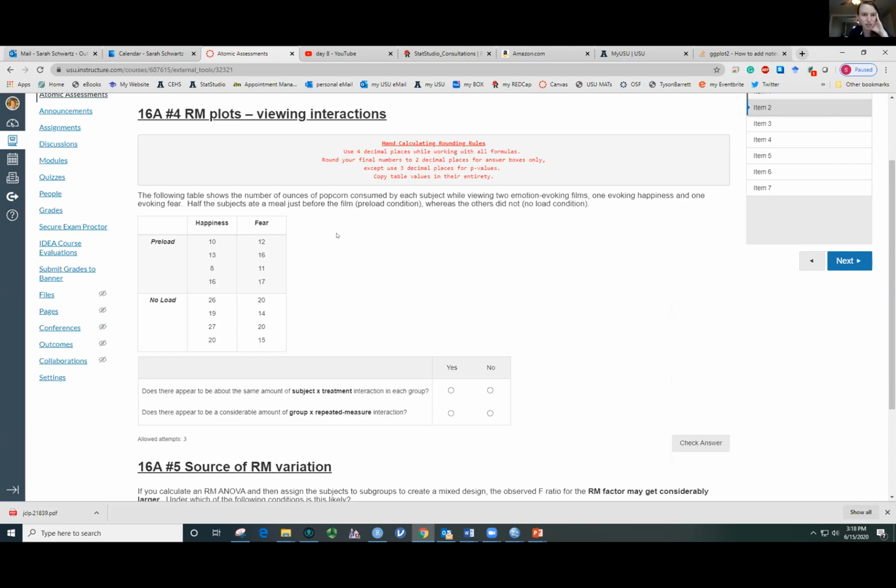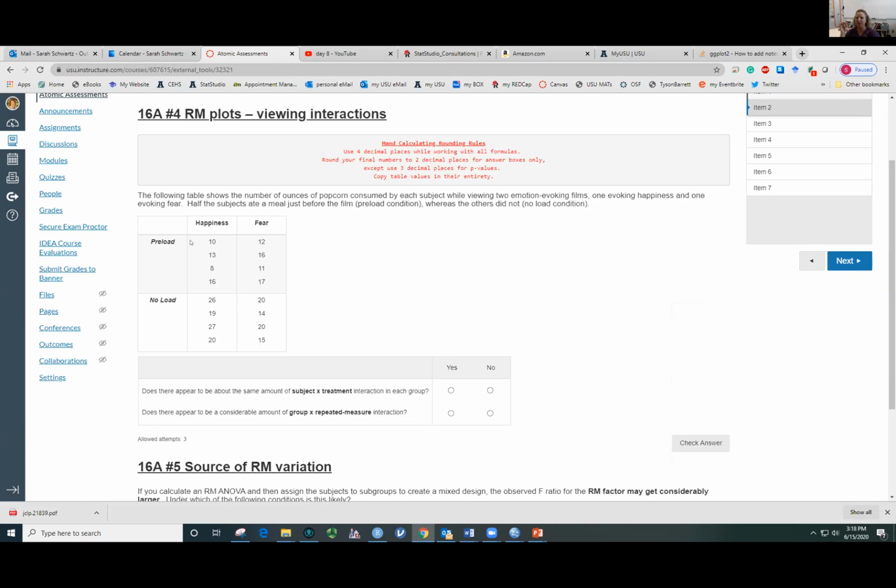The happiness and fear. The 2 movies. Every subject watched both movies, the happy movie and the scary movie. So the repeated measure factor here is the movie or the type of movie. And there's 2 types, the happy and the scary.